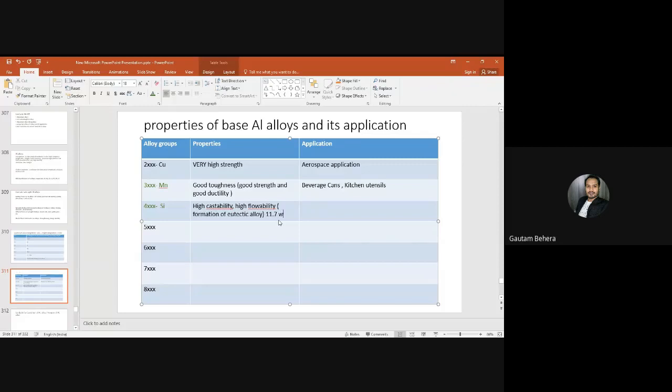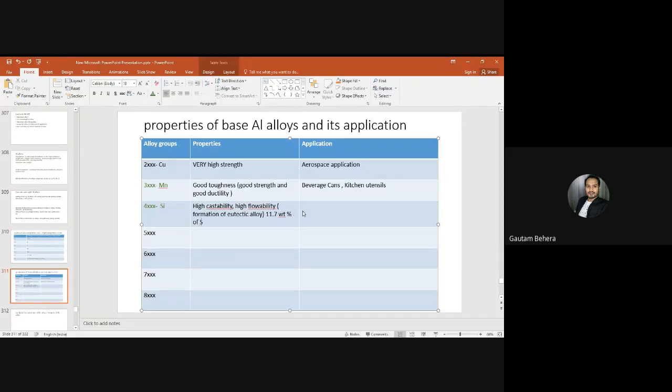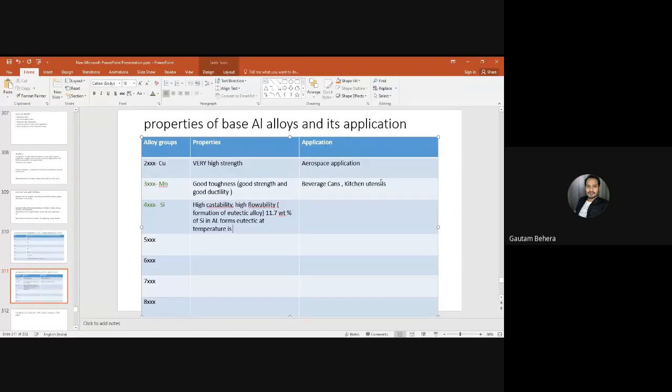11.7 weight% of silicon in aluminum forms a eutectic at that temperature. The eutectic temperature is less than the melting point of pure aluminum. Aluminum's melting point is 660 basically, and this is 577 degrees.